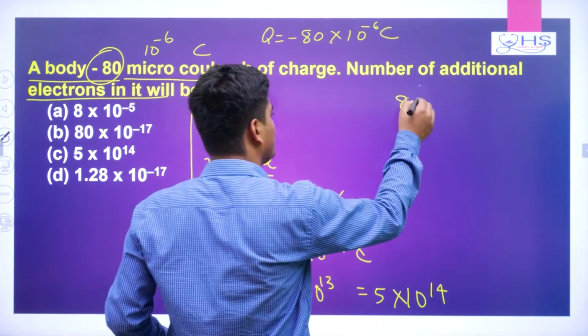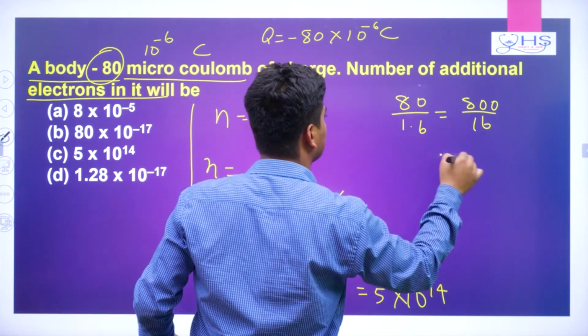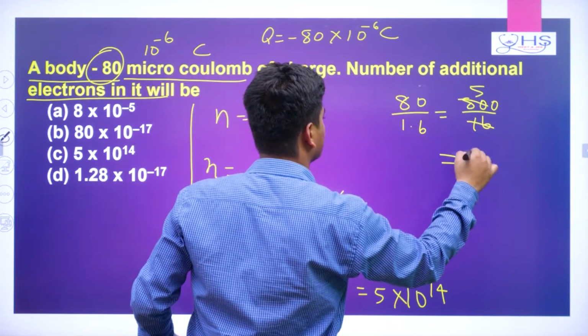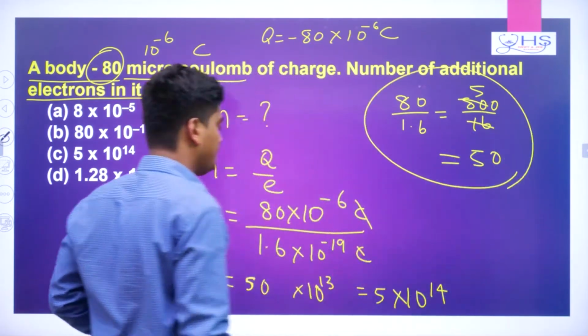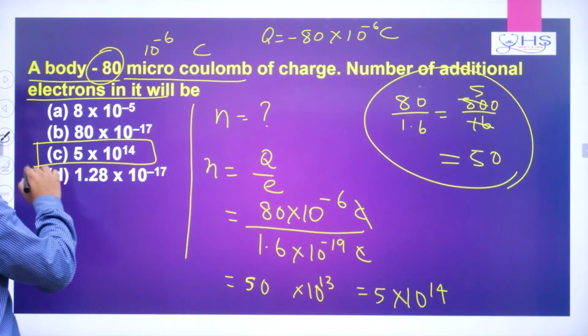Remember, here 80 by 1.6 I can also write as 800 by 16, and here I will cancel 5, so the answer comes 50. So 80 by 1.6 is nothing but 50, so it is coming 5 into 10 to the power 14, which is option C, exactly matching.